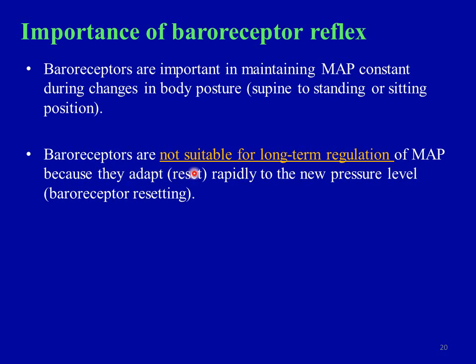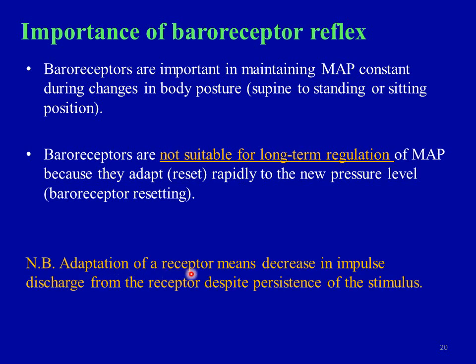Baroreceptors are not suitable for long-term regulation of mean arterial pressure. Why? Because they adapt or reset rapidly to the new pressure level, and this phenomenon is called baroreceptor resetting. So if the blood pressure becomes high for a longer period, they become reset. Their firing rate that had increased for a while will decrease gradually as if there is no increase in blood pressure, and we call this baroreceptor resetting.